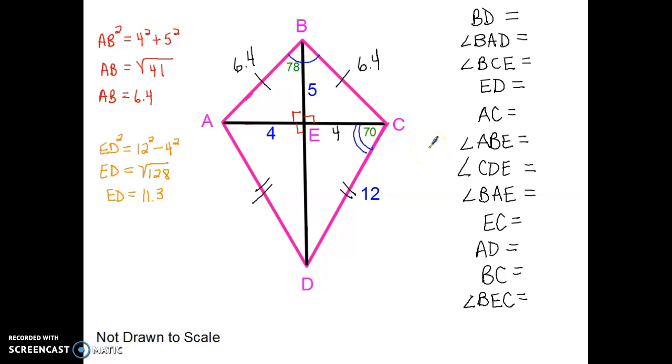Now I can find out how long ED is by using Pythagorean Theorem again. So I have my calculations here to the left. I need to subtract this time because I was given the hypotenuse to begin with. So based on my calculations, the length of ED should be 11.3. And because it's a kite, this segment is also 11.3. So now I have all my segments marked, which means I can find the answers to my segments off to the right.